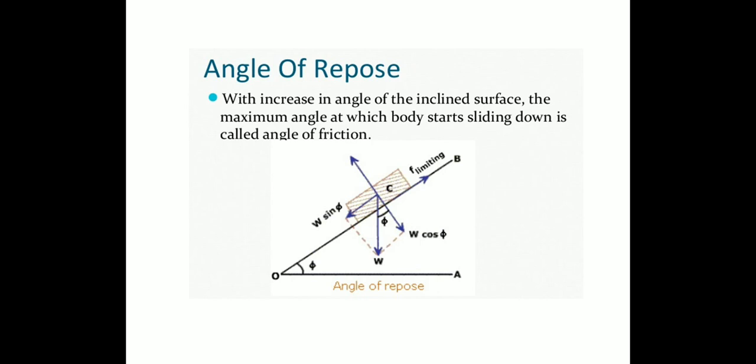Angle of repose. With the increase in the angle of the inclined surface, the maximum angle at which the body starts sliding down is called the angle of friction. So at a particular angle of inclination, the block tends to slide down. That moment, or that angle, is called the angle of repose.